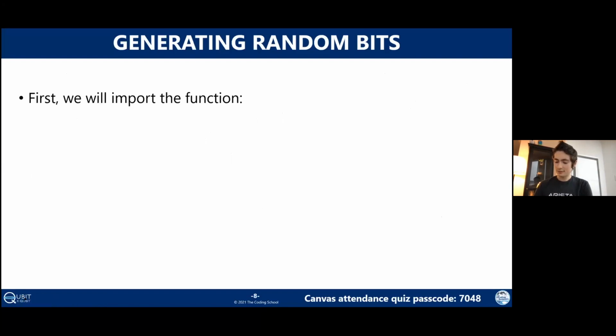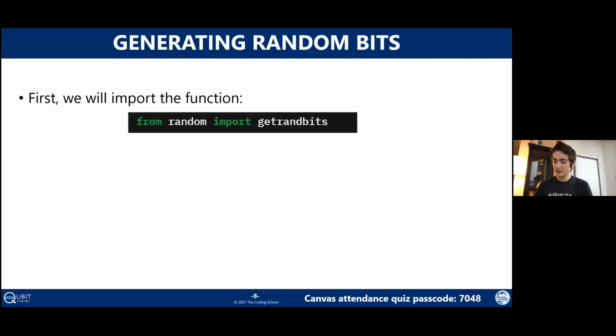So what does this look like? Well, first of all, we need to import the function. This should look fairly similar to what we've seen with Qiskit before, right? In Qiskit, we often had, from Qiskit, then we would do import Aer, QuantumCircuit, all this kind of thing, right? So it's the exact same idea. We are importing certain objects, functions, from this library random.